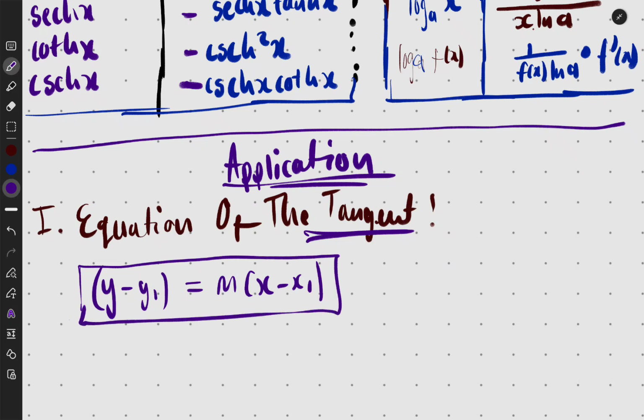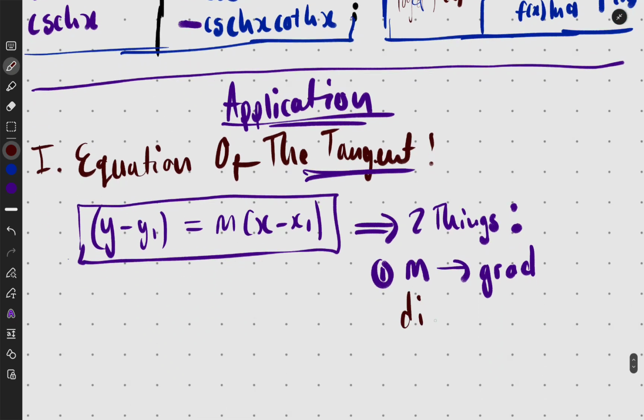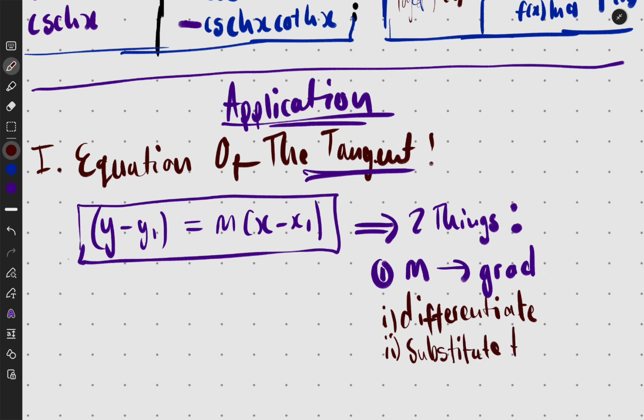For those that did A-level, I'm sure you remember. So this is the one we use when we now want the equation of a line. And for this one, we only need 2 things. So 2 things are required to find the equation. Number 1, m, which is the gradient. And how do you find that gradient? You differentiate, okay? And then that is part 1. And then part 2, you substitute the point. Substitute the x value. Then you have the gradient, okay?